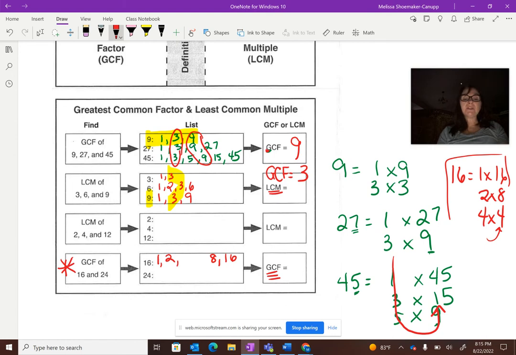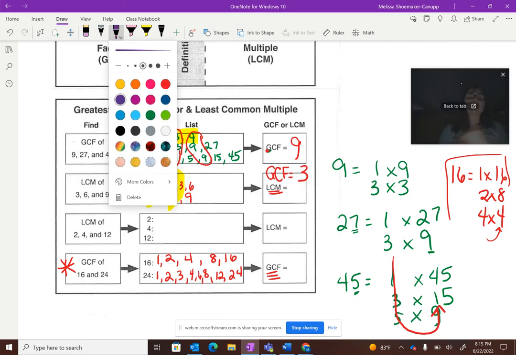So 1, 2, remember we only have to put 4 once. Now, same thing with 24. I know 1 times 24, 2 times 12, 3 times 8, 4 times 6.